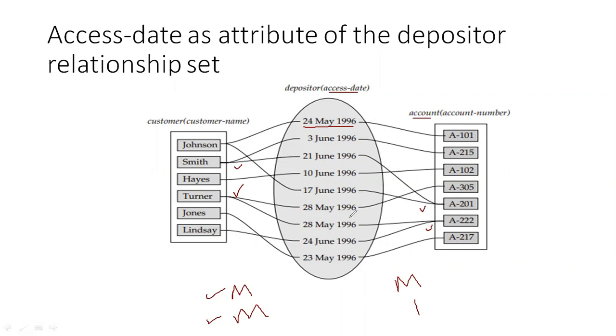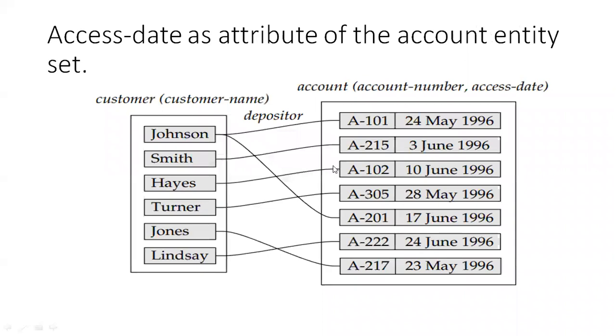Got it? So there is a situation of many-to-many, and many-to-one is also possible, because see here, many-to-one. This is one account A218 accessed by both Turner and Lindsay. So in situations where many-to-many and many-to-one are to be represented, access date should be an attribute of the depositor relationship set. It should not be an attribute of account. Got it?